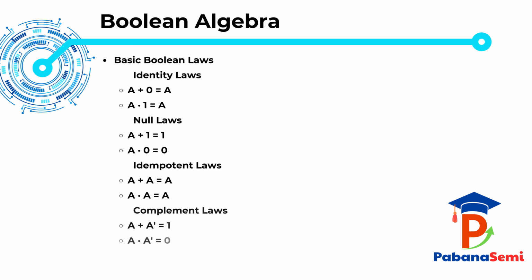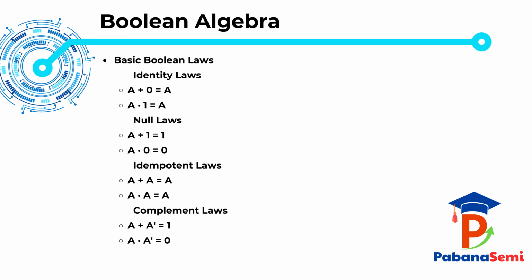Now let's understand the basic Boolean laws, which are essential for simplifying and optimizing logic expressions. We'll go through them one by one. First, identity laws. The identity laws demonstrate how a variable behaves when combined with fixed values. When we perform an OR operation, A plus 0 equals A. Adding 0 does not change the value. When we perform an AND operation, A dot 1 equals A. Multiplying by 1 also keeps the value unchanged. So, 0 is the identity for OR, and 1 is the identity for AND.